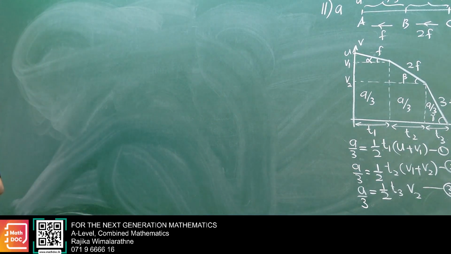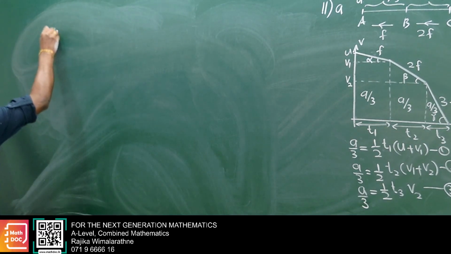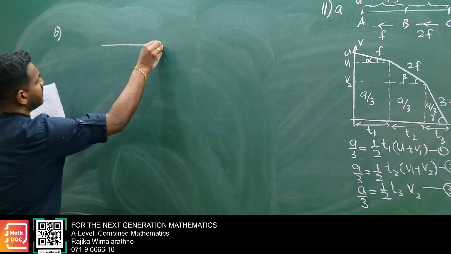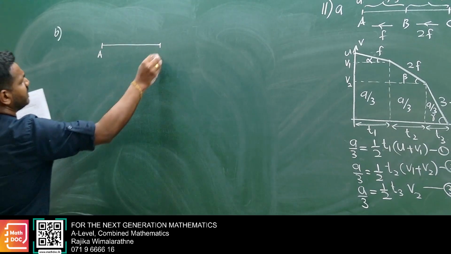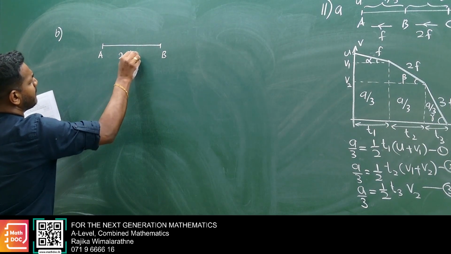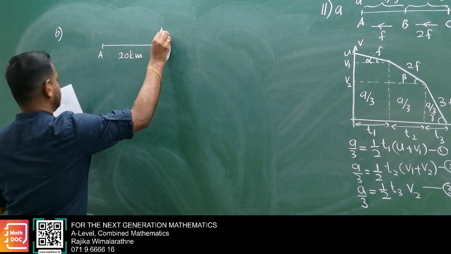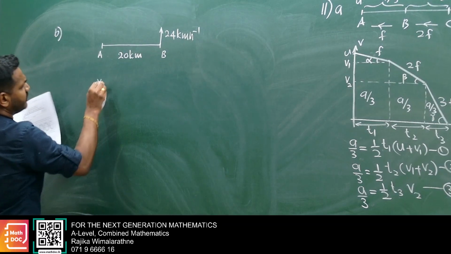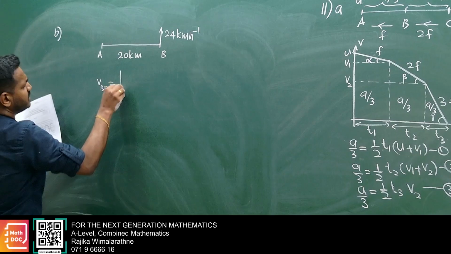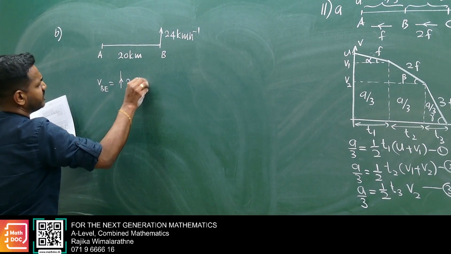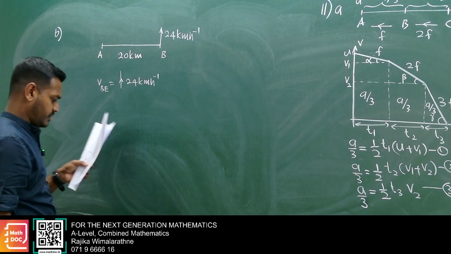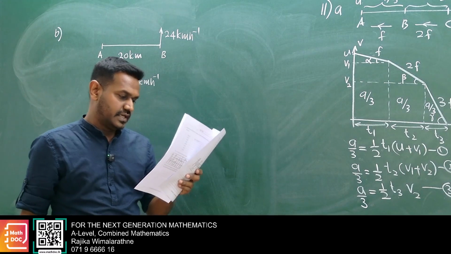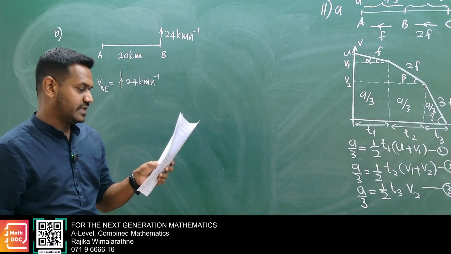Okay, let's do it this way. 11 part B. Ship A observes another ship B due east of A. Here B is 20 kilometers away. Its velocity is upward, 24 kilometers per hour. Then the velocity of B with respect to Earth is due north 24 kilometers per hour. After 24 minutes, the ships are found to be nearest to each other.